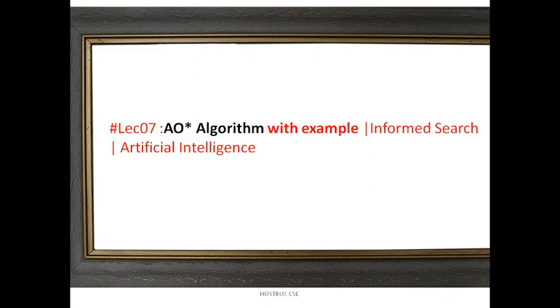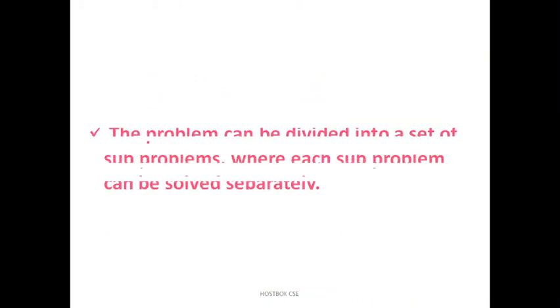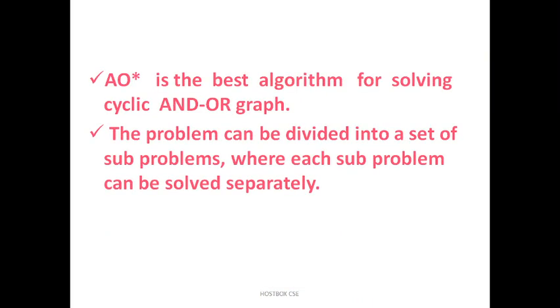You know it's one of the informed search algorithms. You have to remember it's the best algorithm for solving cyclic AND/OR graphs. AO star follows the AND/OR approach, and we also discuss the difference between A star and AO star. Here the problem can be divided into a set of subproblems where each subproblem can be solved separately.